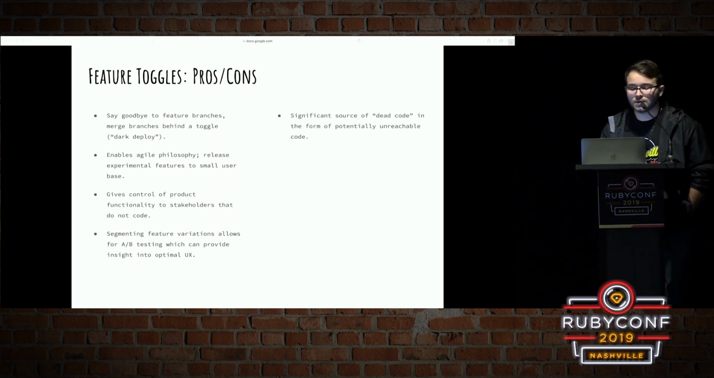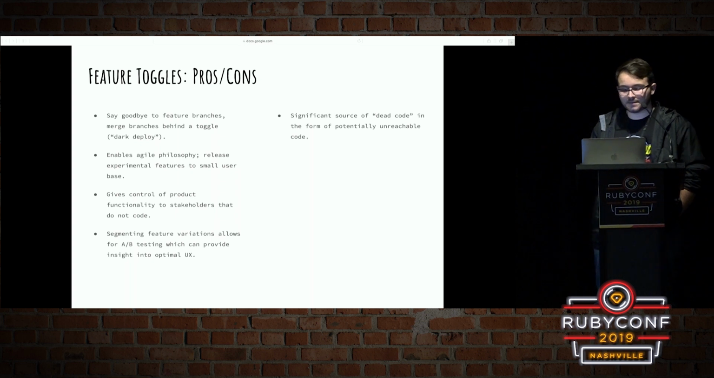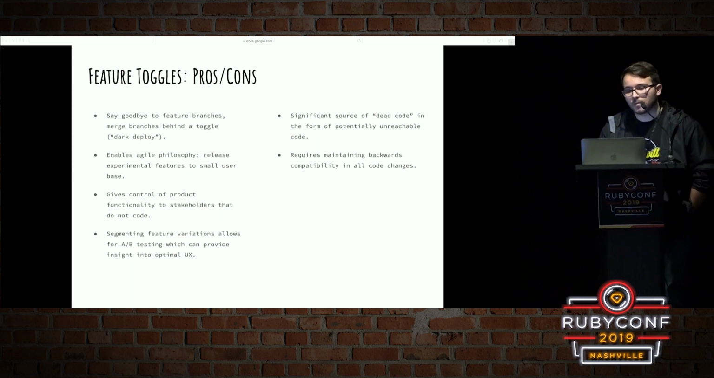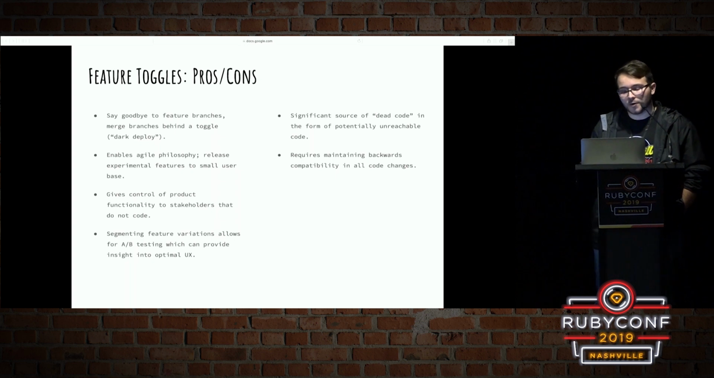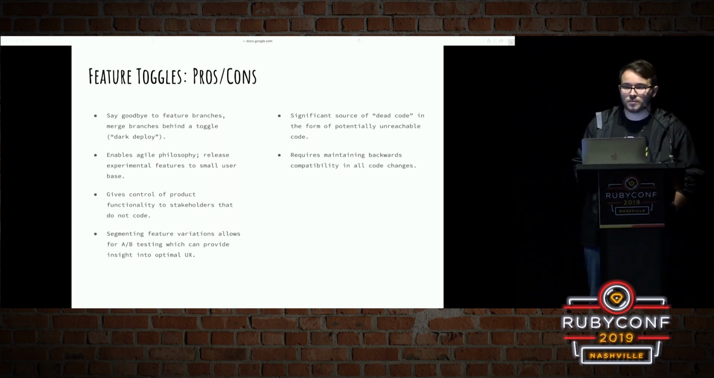So some of the cons. As mentioned, it can be a significant source of dead code in the form of potentially unreachable code, which carries costs with it. It requires maintaining backwards compatibility in all code changes. So if you're migrating from one way of doing something in your code base to another way, you probably need to and want to maintain backwards compatibility between both those versions to support them if you potentially turn a flag or a feature toggle off or on.